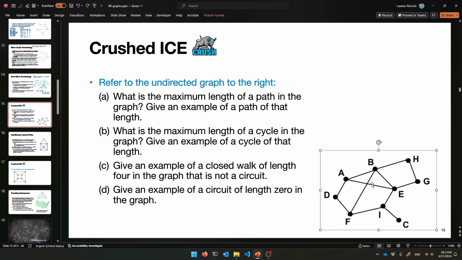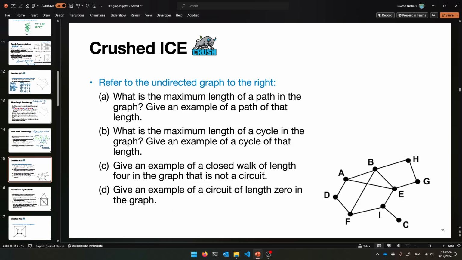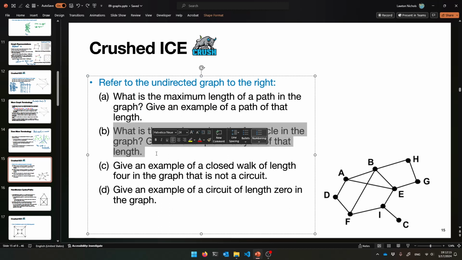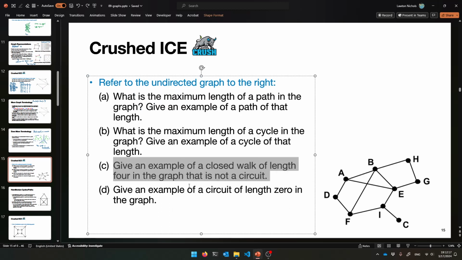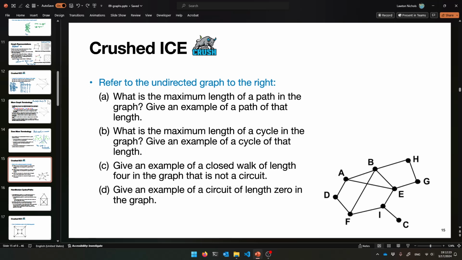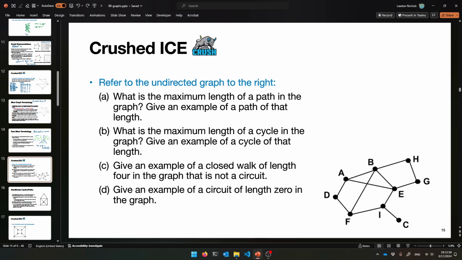So here's a graph. It is an undirected graph. I won't tell you terms about it. I want you to discover the terms. Try to do A through E. We're going to talk about paths. Give me the maximum length of a path in the graph. Maximum length of a cycle. Give me a closed walk that's not a circuit. Give me an example of a circuit of length 0. Totally fine. Totally possible. In the graph, that's allowable. So stare at that for a second. Pause the video, and then give this question a try.